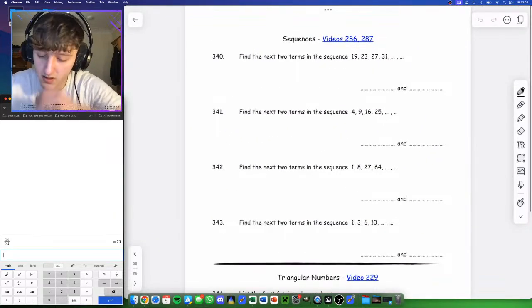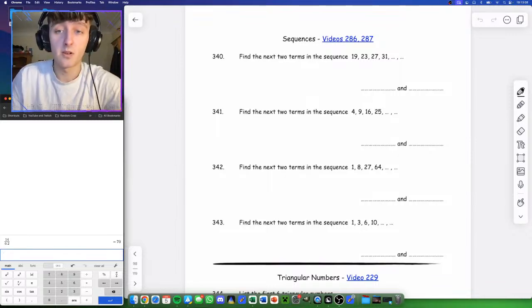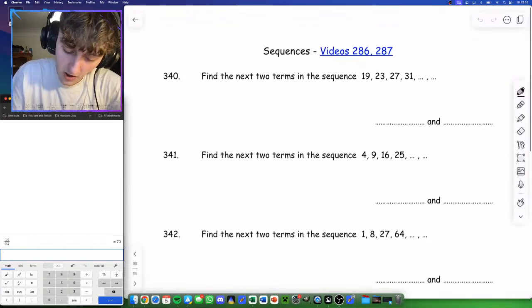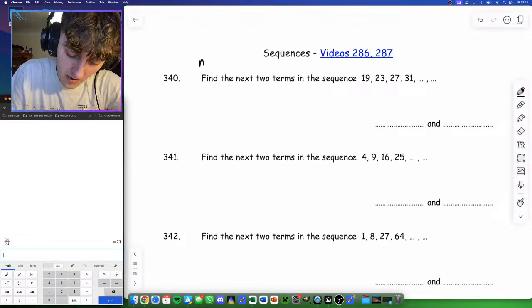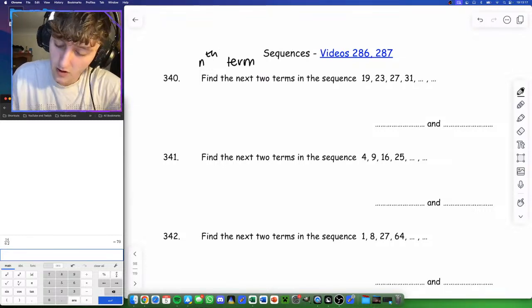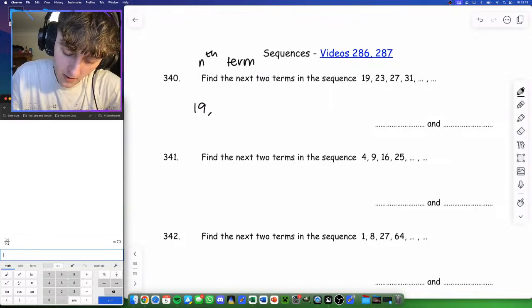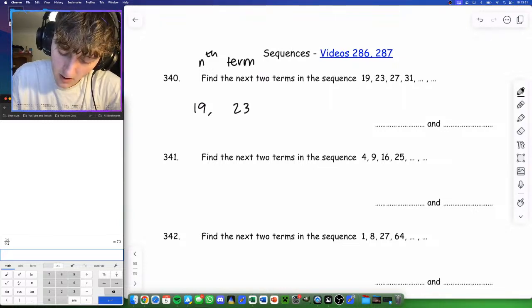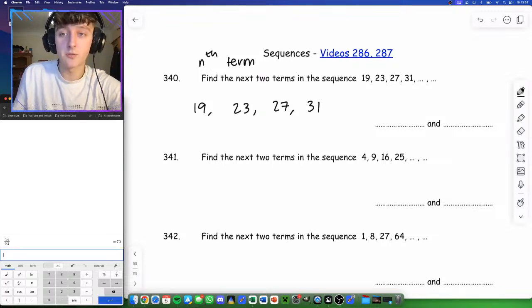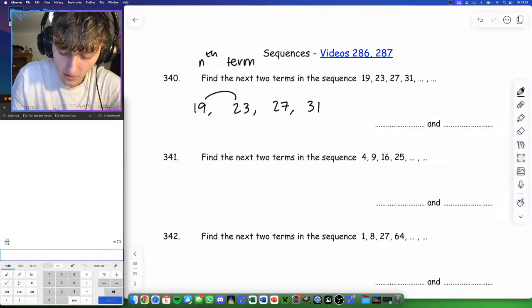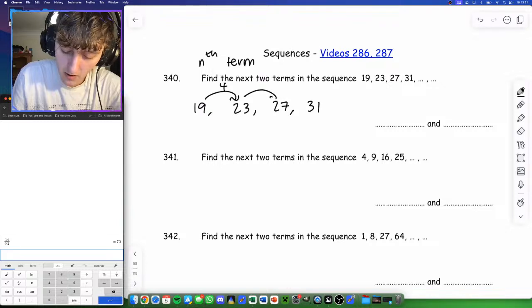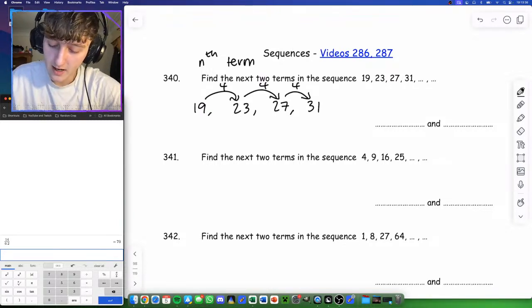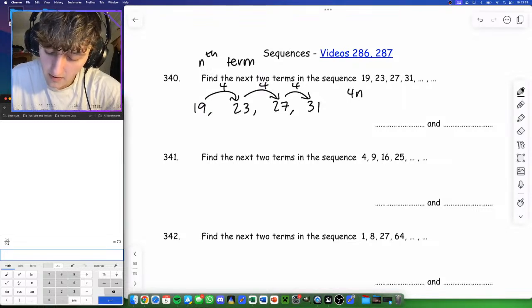Find the next 2 terms in the sequence 19, 23, 27, and 31. So this is going to be nth term. So then 19, 23, 27, 31. So let's find the difference. That's how we normally start. So it goes up by 4, up by 4, up by 4. They're all the same. So that allows us to go to 4n.